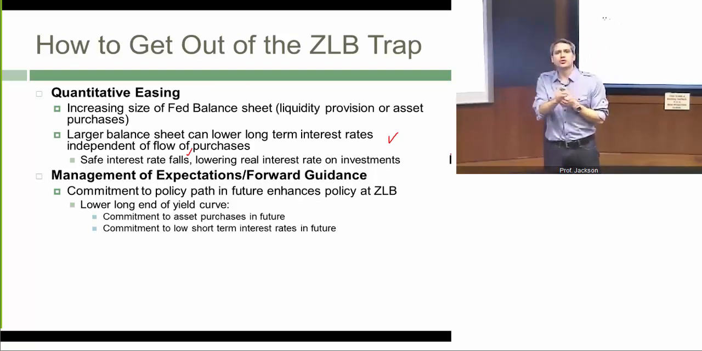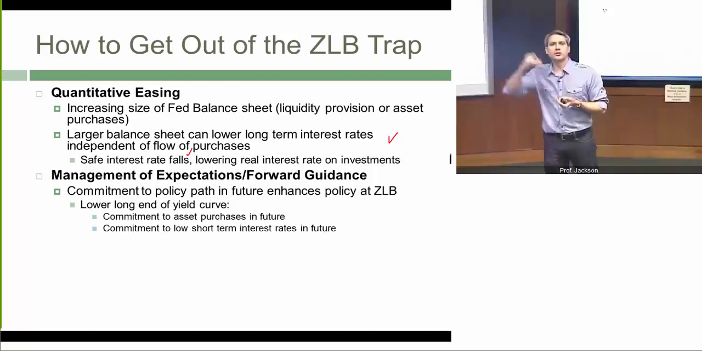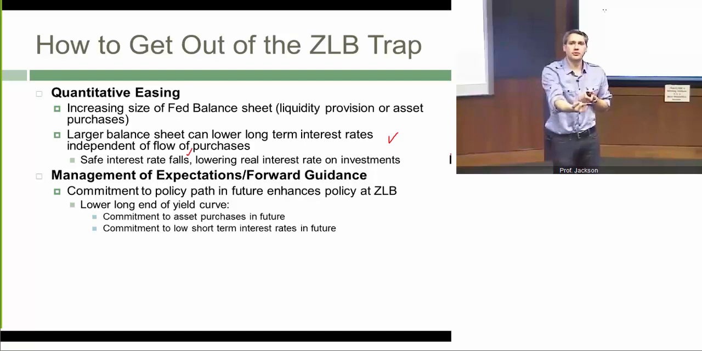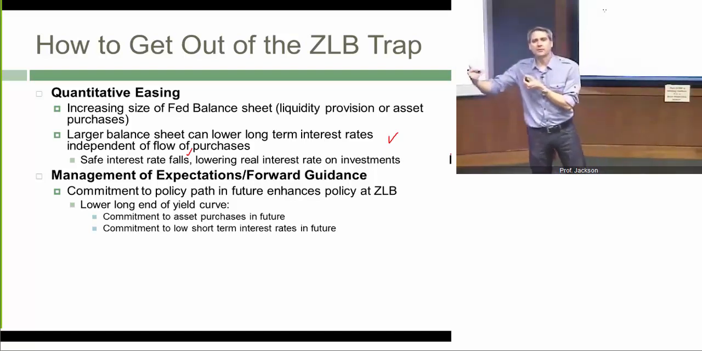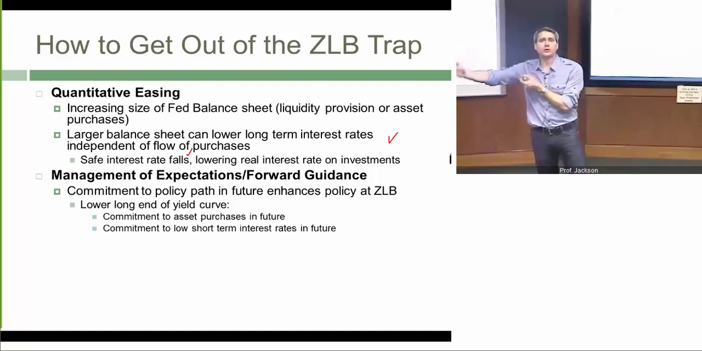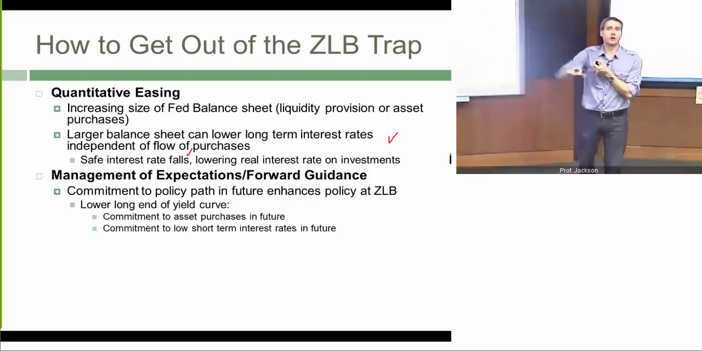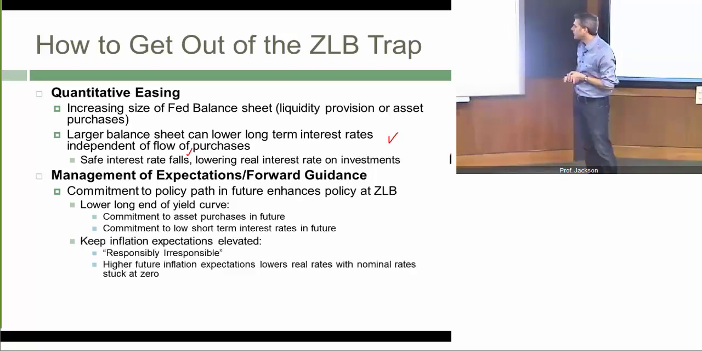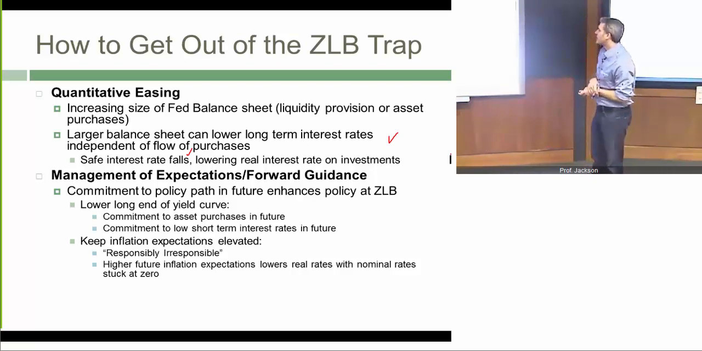the expectations of short-term future interest rates are linked to current long-term interest rates. So if you commit to keeping future short-term interest rates low, that's going to have the effect, through what's referred to as the expectations theory of the term structure, of reducing the real interest rate on longer-term debt. And so that has the implication of reducing real interest rates on the longer end of the yield curve. And then the second point is that we can keep inflation expectations elevated.